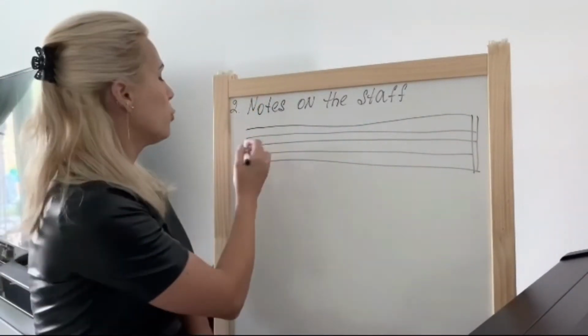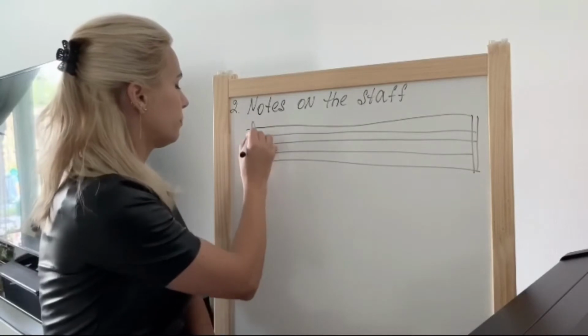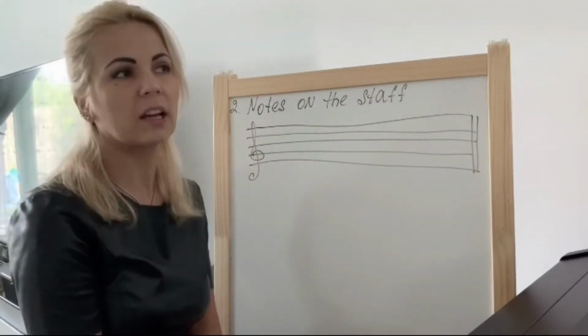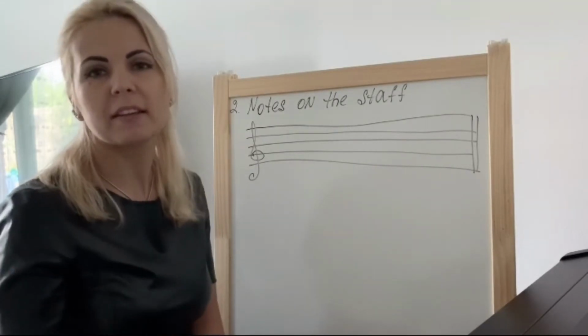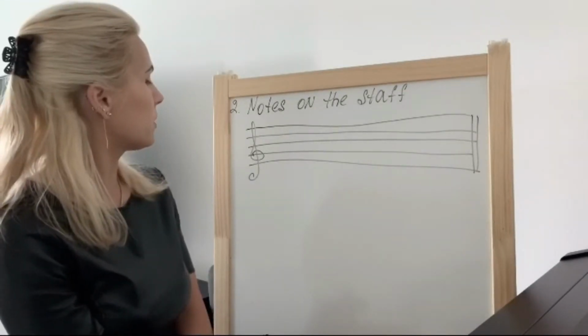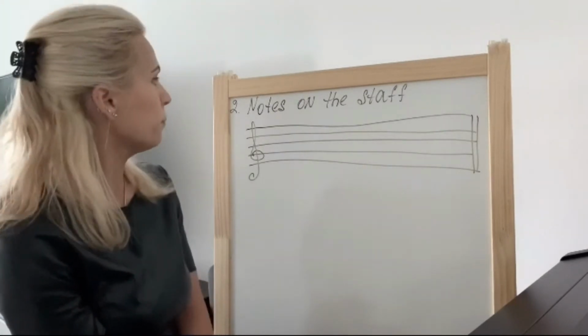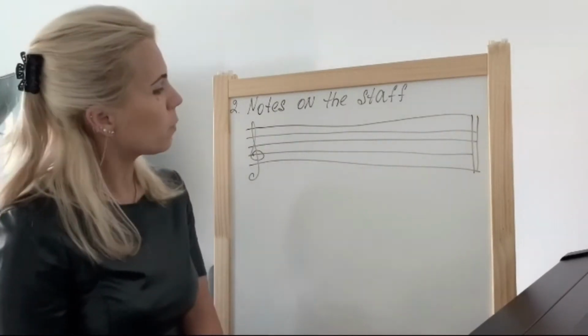So first of all, we need to write a treble clef. Treble clef is kind of like a capital letter when you're starting to write your sentence. Each line we need to start with writing our treble clef. Okay, so let's place our notes on staff.